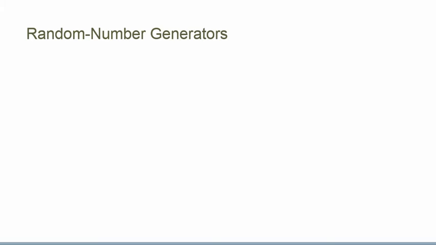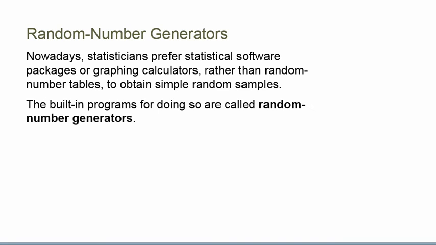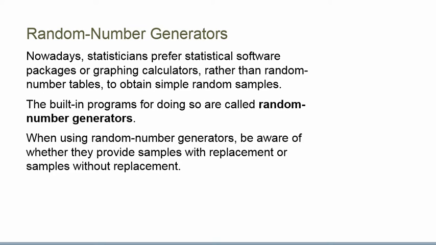Random number generators. Nowadays, statisticians prefer statistical software packages or graphing calculators rather than random number tables to obtain simple random samples. The built-in programs for doing so are called random number generators. When using random number generators, be aware of whether they provide samples with replacement or samples without replacement.